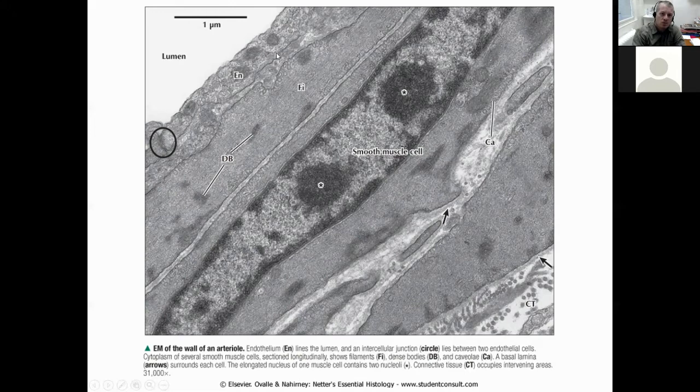In this case, it's the only choice because here the endothelial cells are sealed with tight junctions. So the endothelial cells are deciding which substances will be transported and which will not. So there's a highly selective function of endothelium.